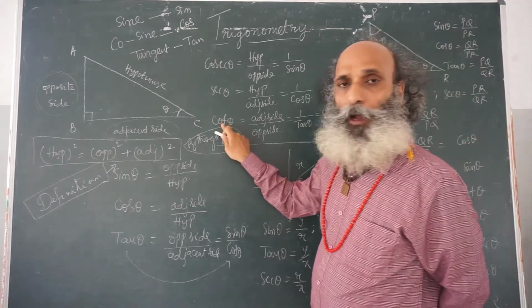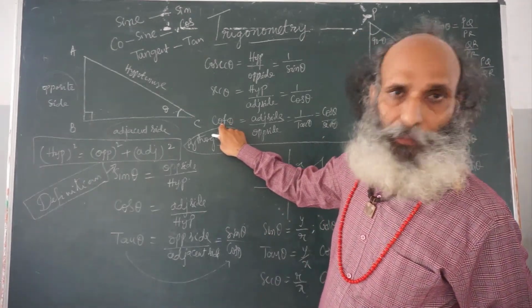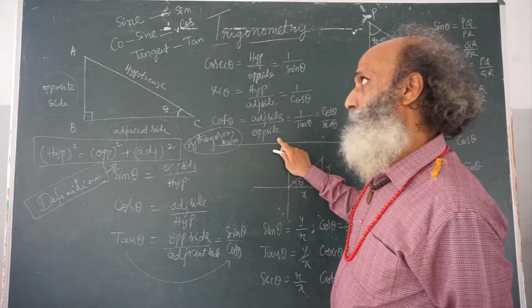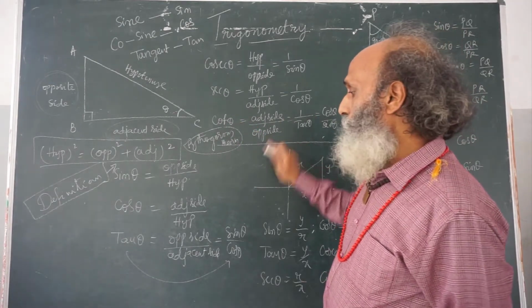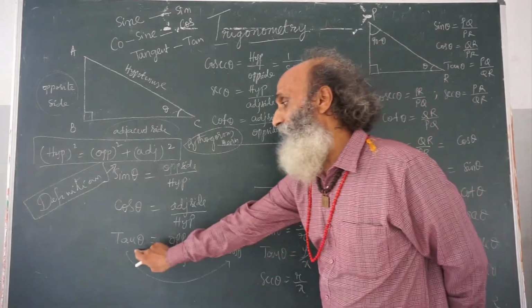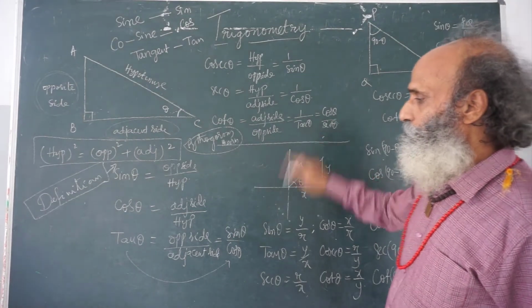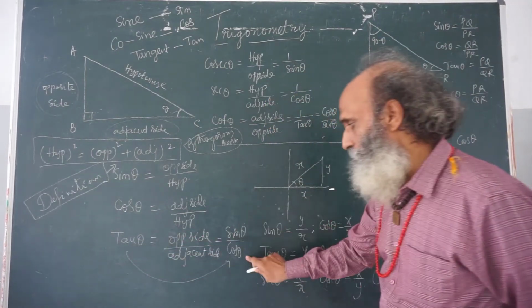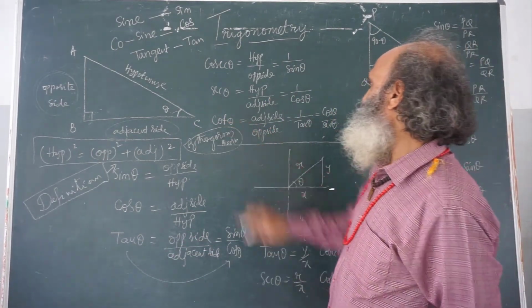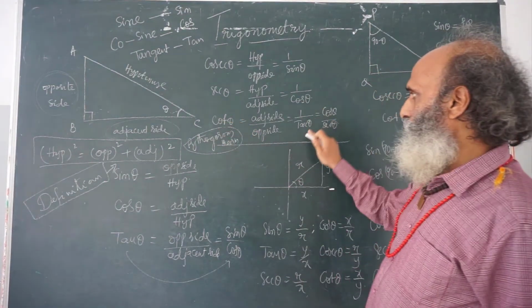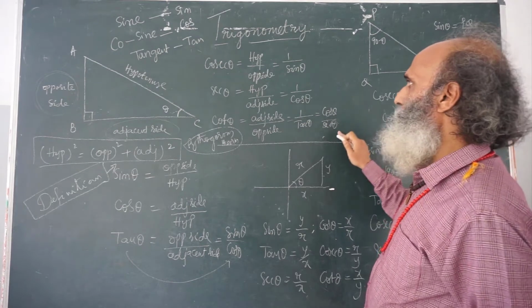And cot theta means cotangent theta. Cot theta is defined as adjacent side by opposite side. But opposite side by adjacent side is tan theta. Therefore, cot theta is 1 by tan theta. But tan theta is sin theta by cos theta. Therefore, cot theta is cos theta by sin theta. So, cot theta is equal to 1 by tan theta, that is equal to cos theta by sin theta.